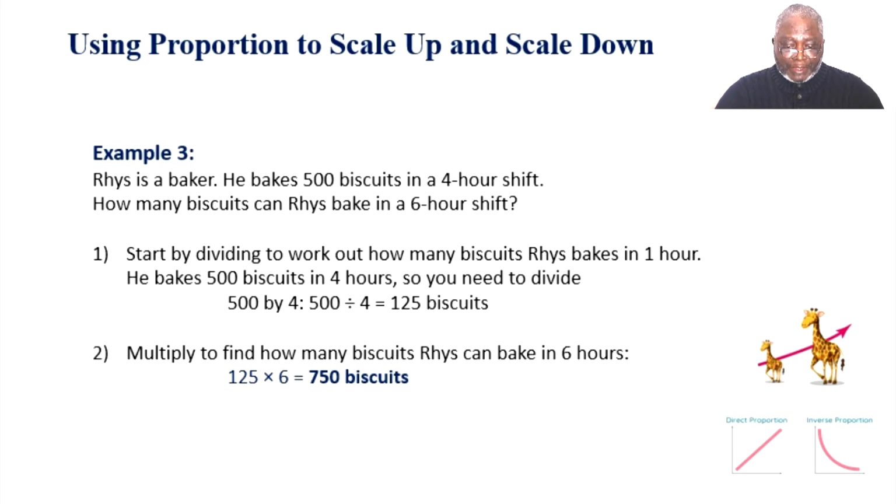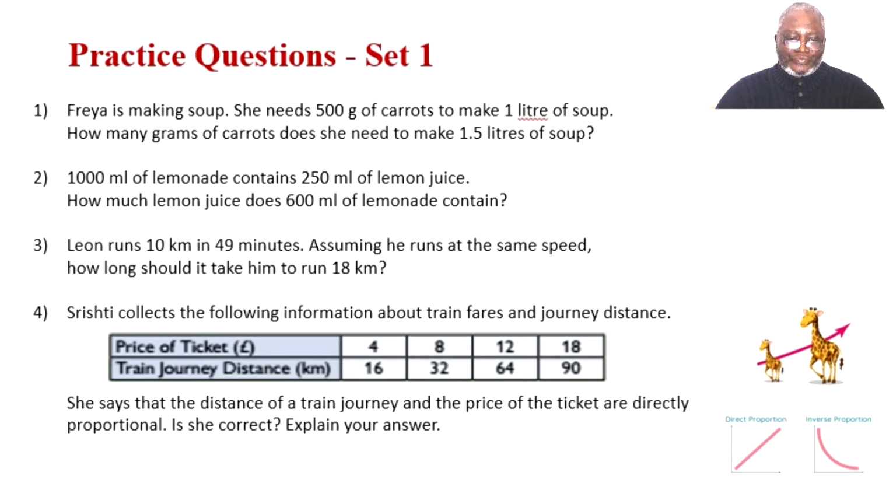Next, multiply to find how many biscuits Reese can make in 6 hours. And that is 125 times 6, which is equal to 750 biscuits, all things being equal, of course.